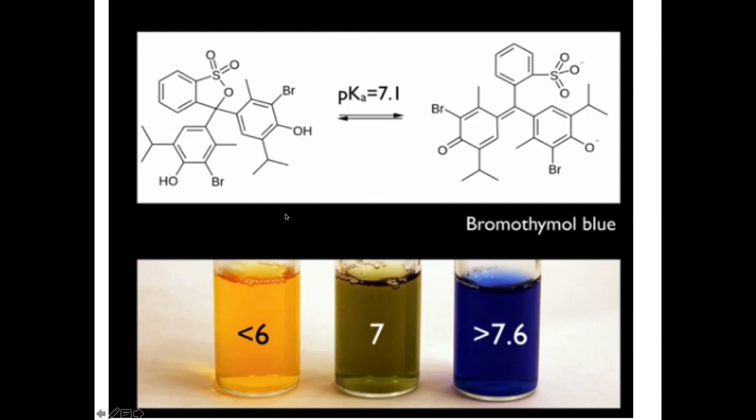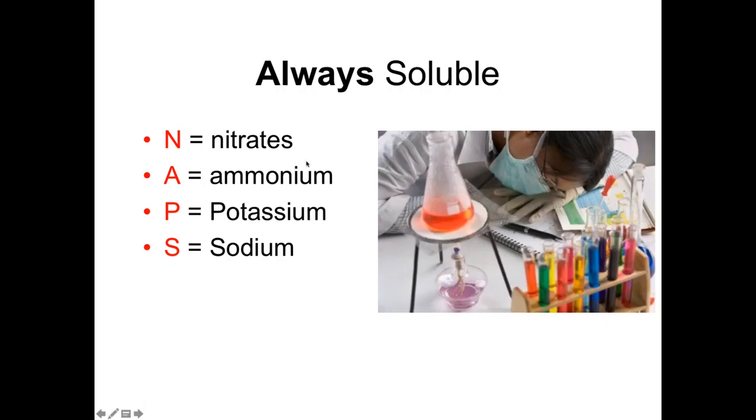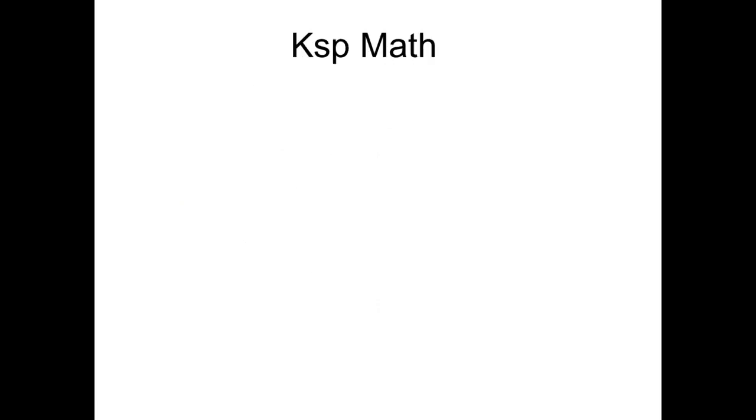Look at this one here, how indicators work. It depends on switching from an acid to a base. We talked about our friend NAPS. Again, it's coming up again: nitrates, ammonium, potassium, and sodium.